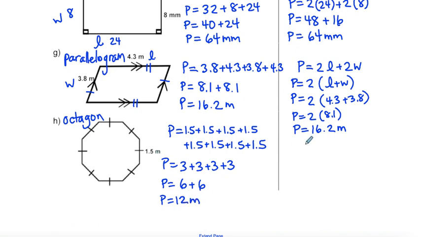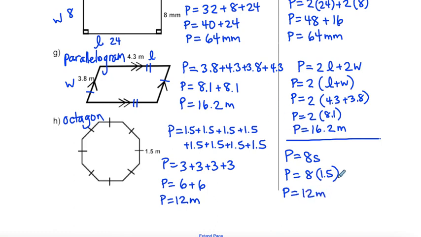So that's one way. The formula for a regular octagon, where all of your sides are the same, is 8, because that's how many sides an octagon has, times S, where again S stands for the side. So it's 8 times 1.5. And when we calculate that, 8 times 1.5 is 12. And my units are meters. So those are some ways to calculate the perimeter of regular shapes.